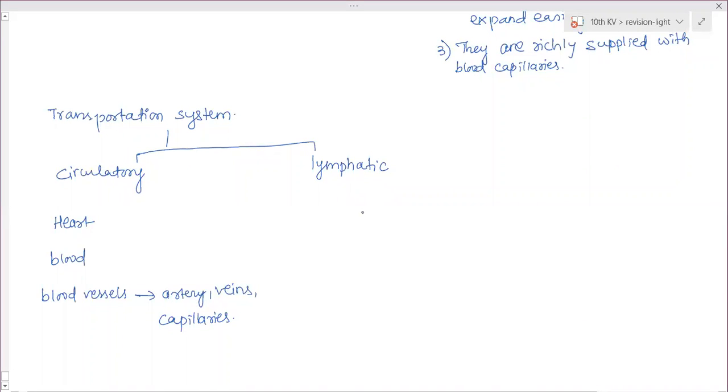And the lymphatic system, in that you have to explain about the lymph and lymph vessels. So you have to explain everything in the case of the transportation system. And in the same year's board paper, they asked this question: explain the components of transportation system, which was for 3 marks. And in the second zone paper, the same year, they asked, explain the components of the circulatory system.